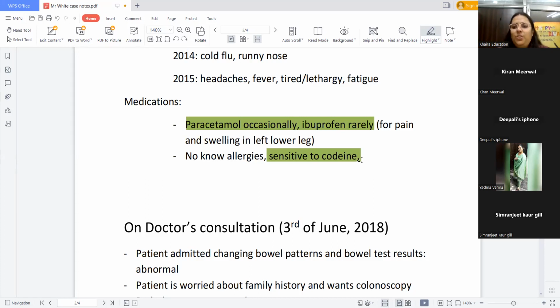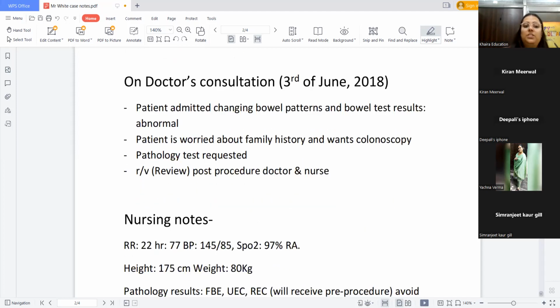Sensitivity to codeine, I don't need to give the reason. You all know that codeine can very well be used in the procedures as a sedative. So that the recipient does not use it, we'll have to give this information that the patient has sensitivity to codeine. Moving on to the 3rd of June, that is today's consultation with the doctor.